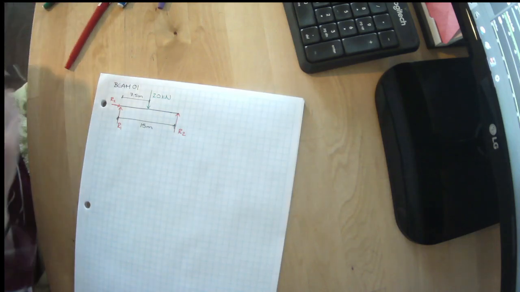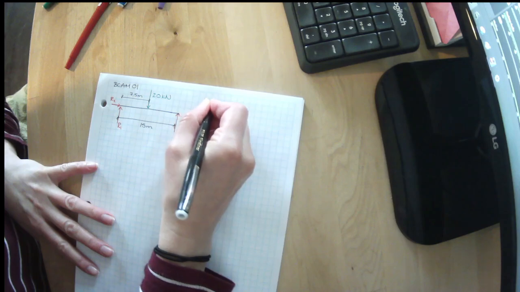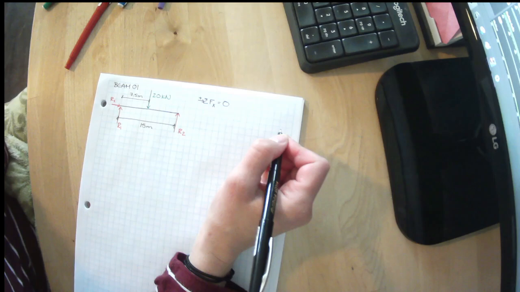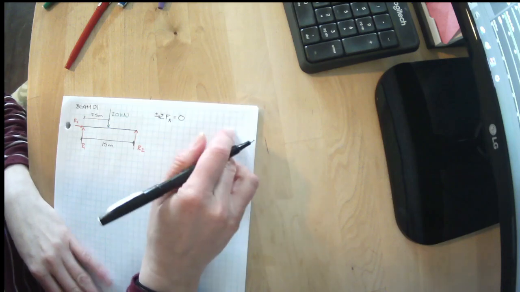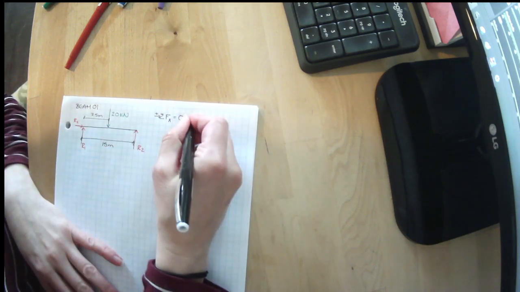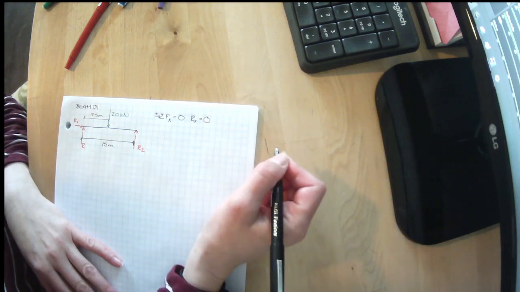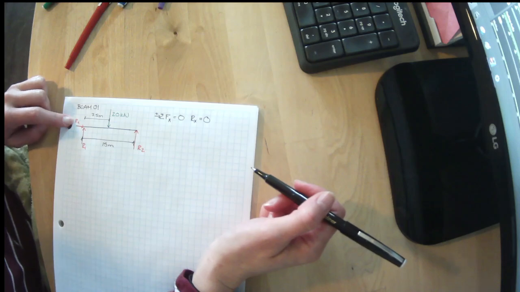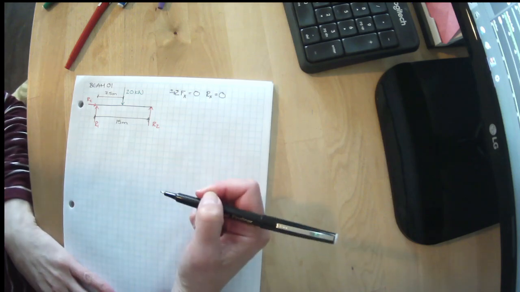Let's solve for those reactions. So solve for the reactions. Let's sum the forces in the x direction, everything going in that direction being positive. Well, we can see that there is no applied load. We just have our unknown reaction. So Rx equals zero. If there had been an applied load here, Rx wouldn't be zero. But we just happen to have no applied load in the x direction.